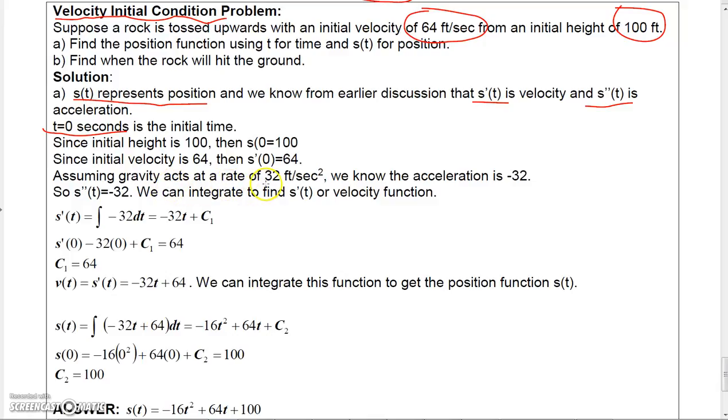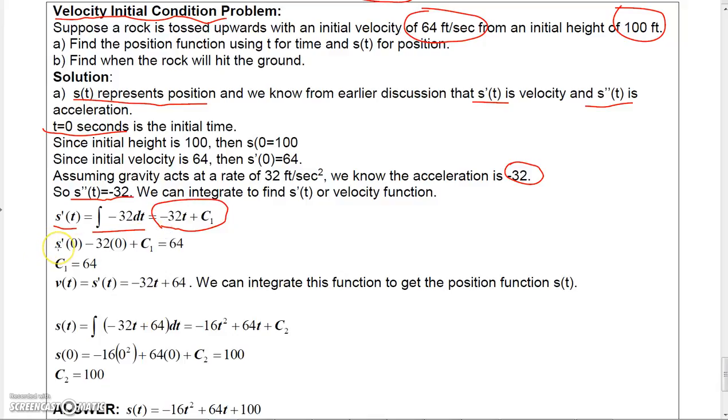Assuming gravity acts at a rate of 32 feet per second squared, acceleration will act negatively at negative 32. Since acceleration is negative 32, that is the second derivative of position. So the first derivative of position, which of course is velocity, is the integral of the second derivative. We integrate with respect to t and get negative 32t plus a constant.